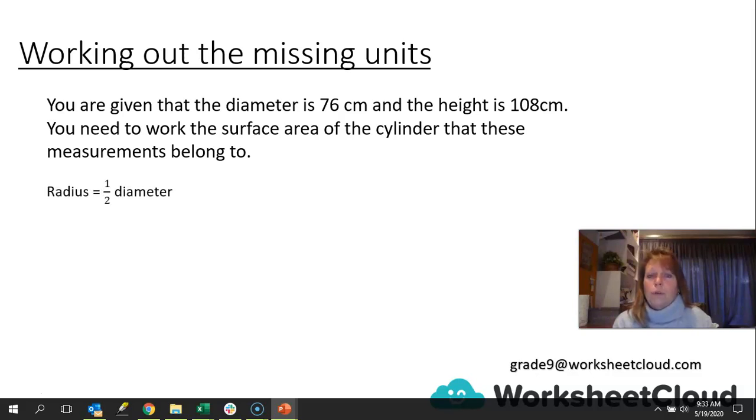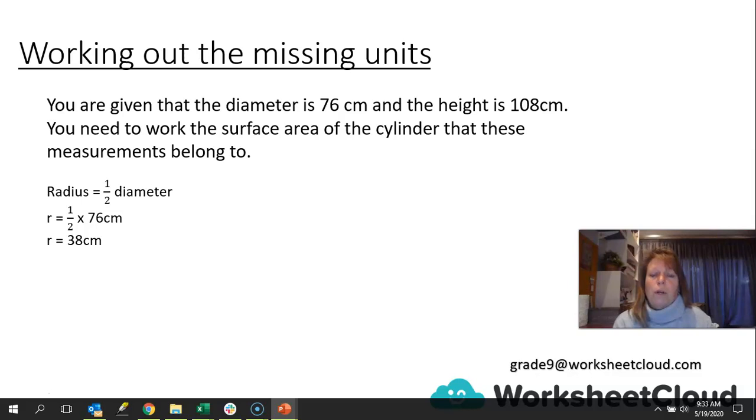Okay. First of all, our radius would be half of the diameter. So all we do is we take 76 and divide it by 2, find half of it, and that would give us a radius of 38. Now we've got our radius and we've got our height, and we need to work out our surface area.